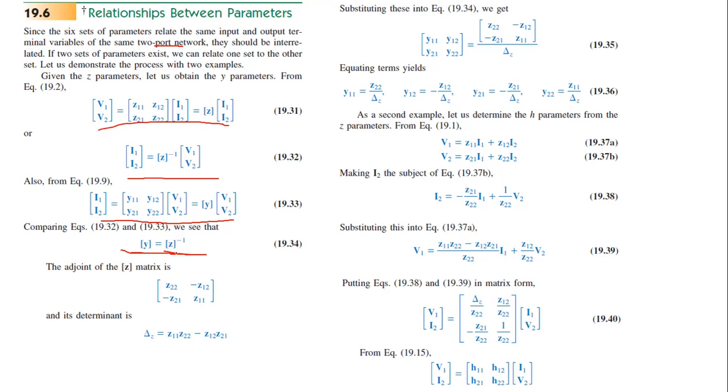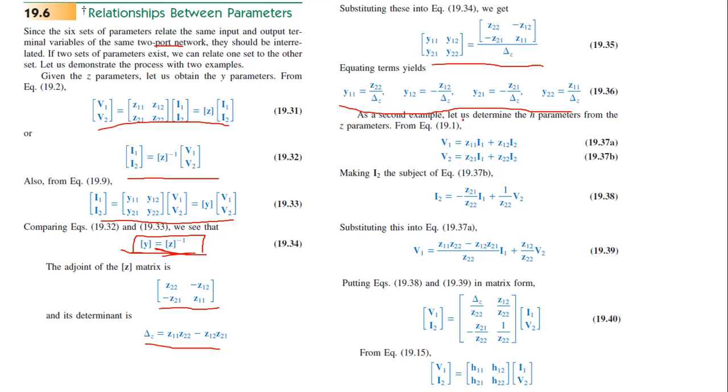So let us calculate the adjoint matrix for this set. This is the adjoint matrix and the determinant is calculated like this: Z11 Z22 minus Z12 Z21. This relationship can be written in terms of matrix, right? So [Y11 Y12; Y21 Y22] is equal to adjoint of Z by determinant of Z. So individual terms can be related like this.